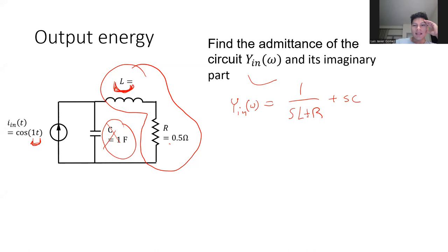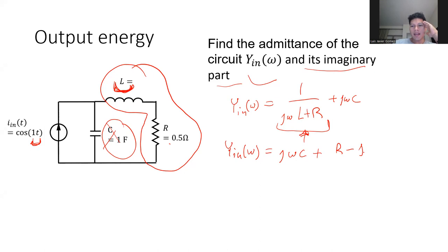And then this should be j omega, and then this should be j omega. Yeah, so that's basically the admittance of this particular circuit. And then it's asking us to find its imaginary part. So to find the imaginary part, we have to basically multiply the denominator and the numerator of this quantity by its complex conjugate. But what that's gonna give us is that Y in, so if omega is actually equal to j omega C plus (R minus j omega L) over (R squared plus omega squared L squared).